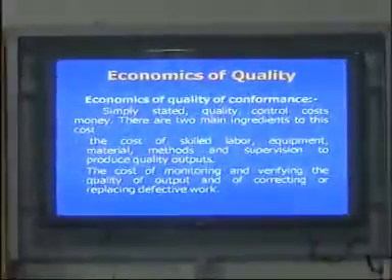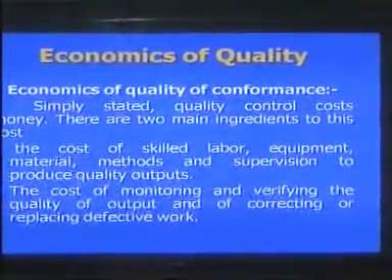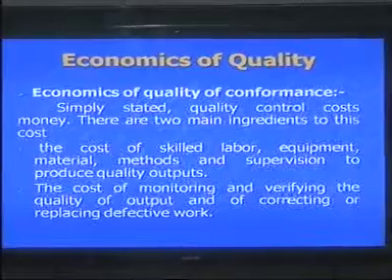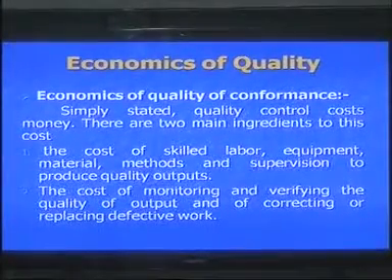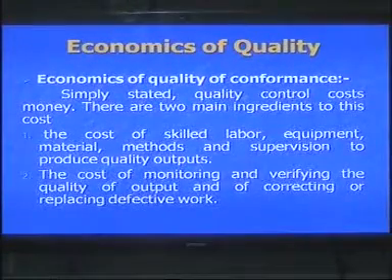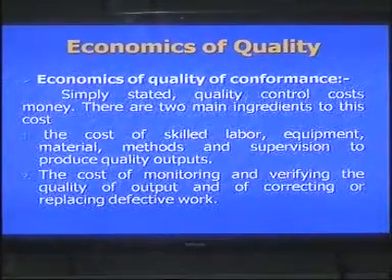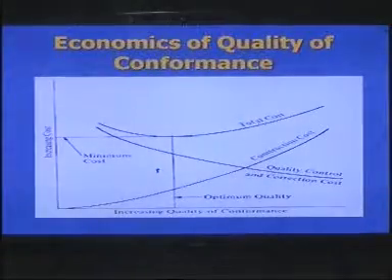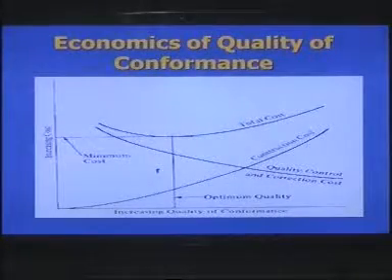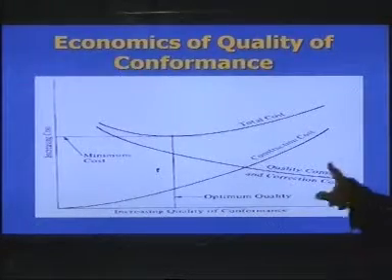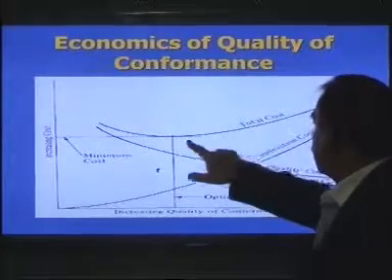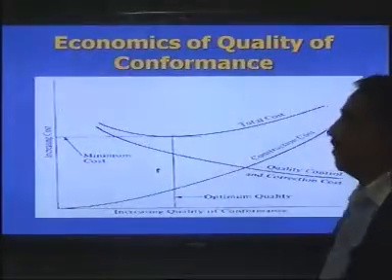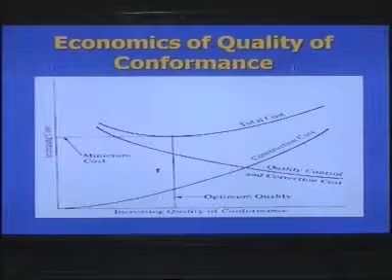Economics of quality. Simply stated, quality control costs money. There are two main ingredients to this cost: the cost of skilled labor, equipment, material, methods, and supervision to produce quality outputs, the cost of monitoring and verifying the quality of output, and of correcting or replacing defective work. So the total quality cost is a combination of quality control and correction and the cost of construction. This is the minimum cost that you have to pay when you add quality to your product.